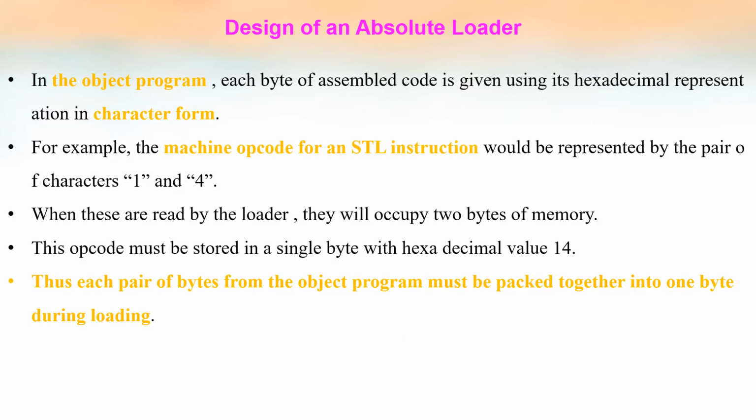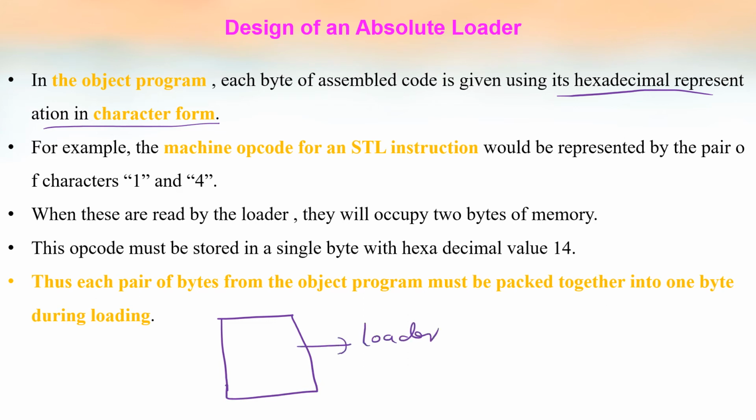Object program: each byte of assembled code is given using its hexadecimal representation in character form. Suppose this is the object file, which is the input to the loader. The loader has to take the characters, the data from this object file, and load it into the main memory. Suppose this is a memory. The loader has to take the data from the object code in this file and load it into that. So this is the object file.